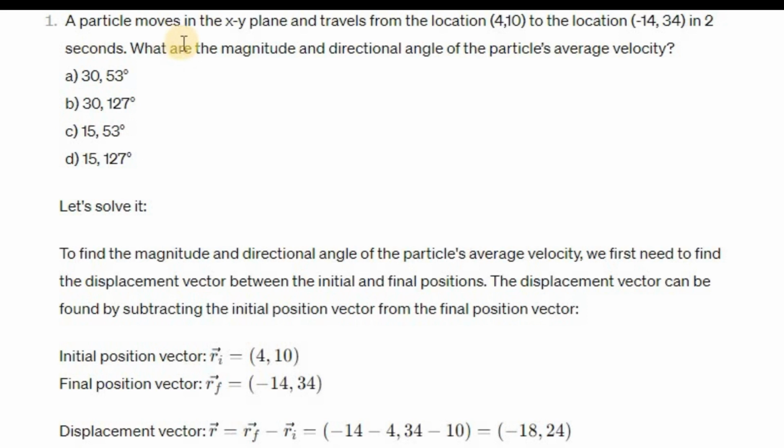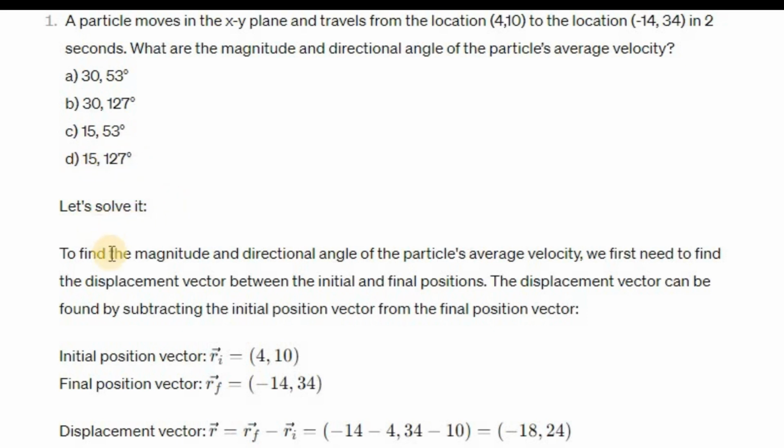9. A particle moves in the XY plane and travels from the location (4, 10) to the location (-14, 34) in 2 seconds. What are the magnitude and direction angle of the particle's average velocity? A, 30, 50 degrees. B, 30, 53 degrees. C, 30, 127 degrees. D, 15, 53 degrees. E, 15, 127 degrees.